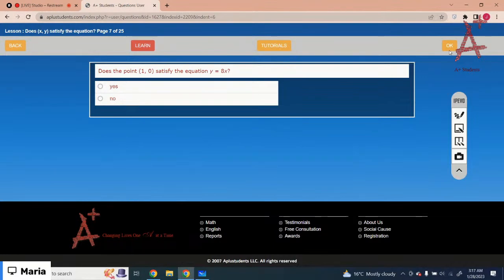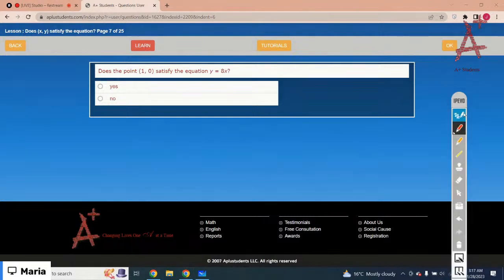The next one is: does the point (1, 0) satisfy the equation? So x is 1 and y is 0. So y equals 0 equals 8 times 1. 8 times 1 is 8. So 0 is not equal to 8. The correct option is no, they are not equal. Got it?